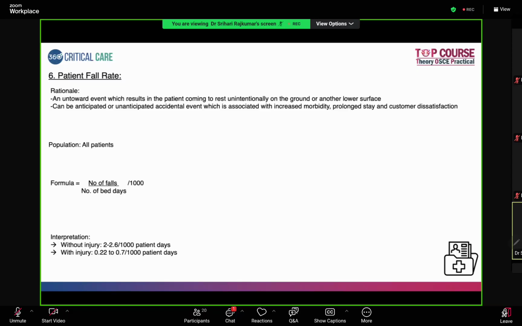So the population includes all patients, ward, ICU, but we usually take ICU patients. The formula again is pretty straightforward. It is the number of falls that occur by the number of bed days. The number of bed days, like I said, has one parameter, the number of occupied beds as a mean or median, and the second parameter that you need to multiply it by is the number of days in the month. The interpretation is without injury, 2 to 2.6 per 1,000 patient days. And if an injury has occurred, the benchmark is 0.22 to 0.7 per 1,000 patient days.